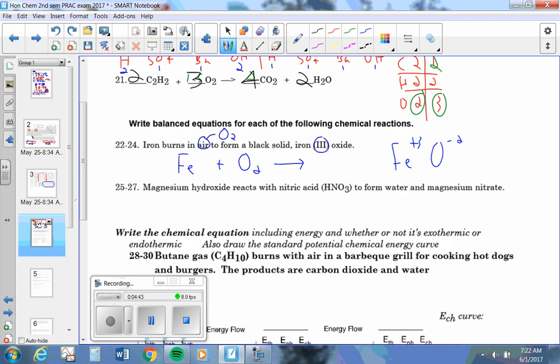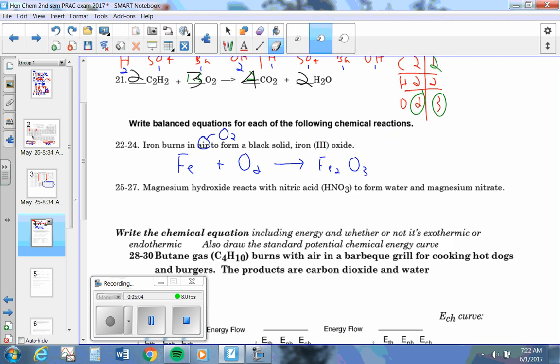How did I know it's +3? Not because the periodic table told me. That's the one that's a transition metal. It's because that's what the Roman numeral is telling me is the charge of the iron. Crisscross. It's going to take 2 oxygens and 3 of these. Now I have to balance that.